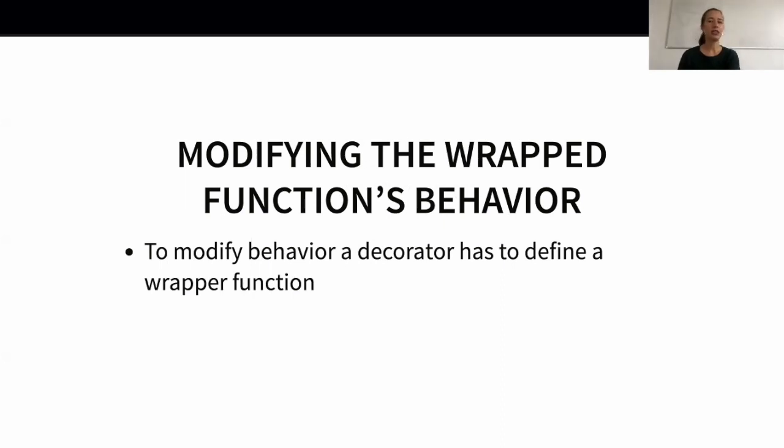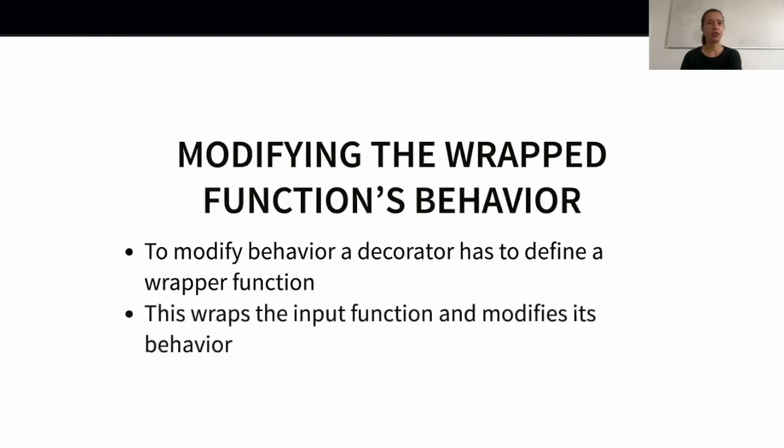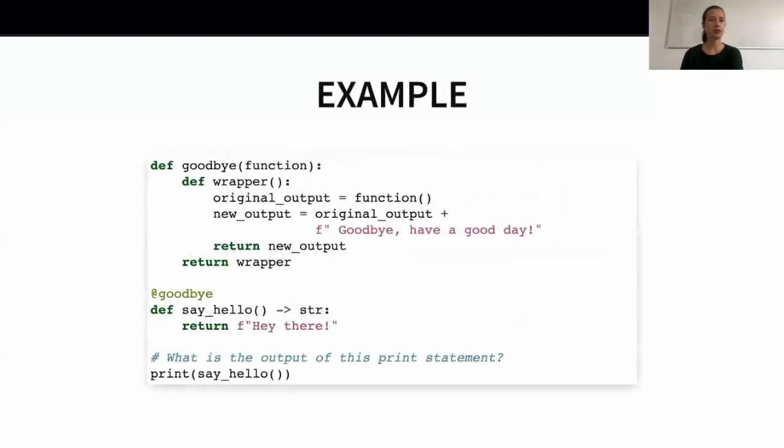Specifically, the decorator must define a new function called the wrapper function. This new wrapper function is then used to wrap the input function and modify its behavior. An example might look as follows. Let's go through this code step by step.